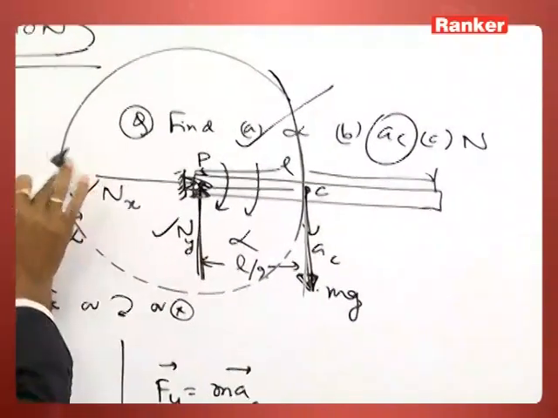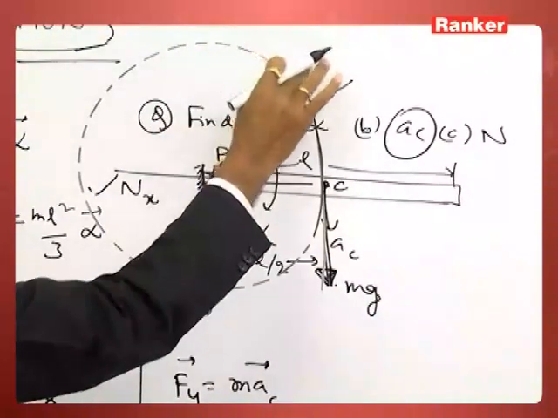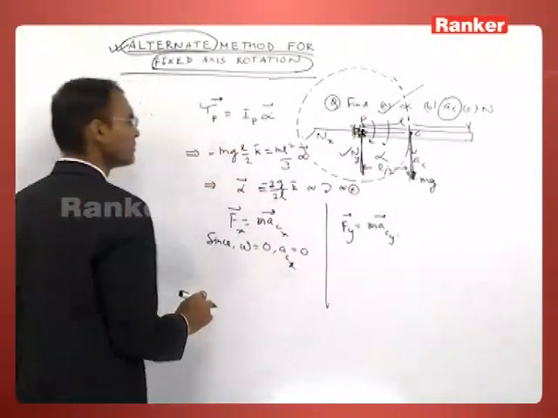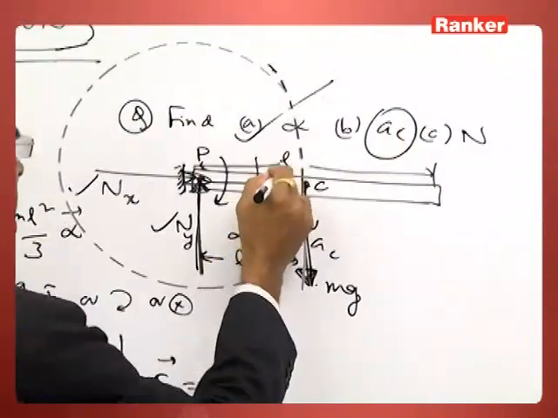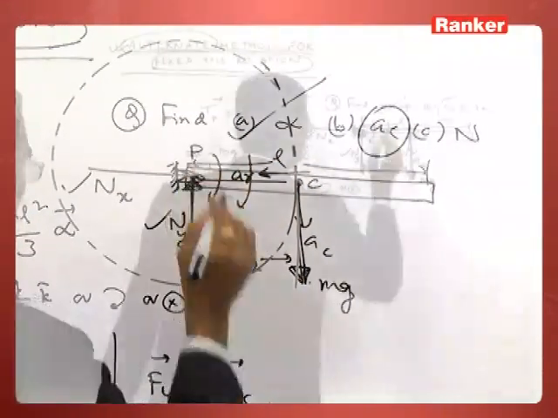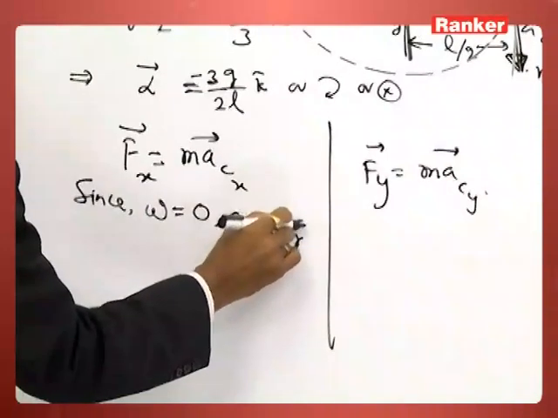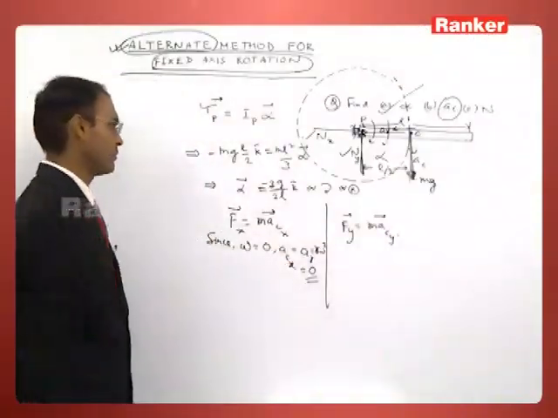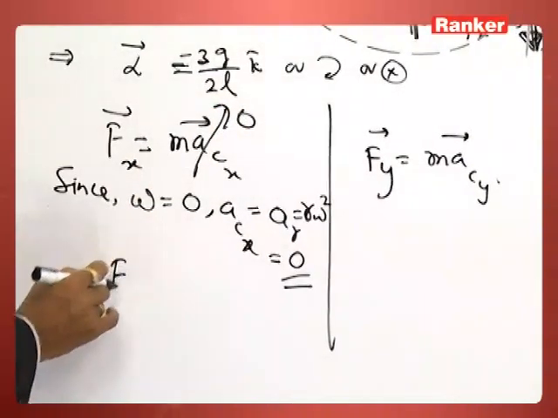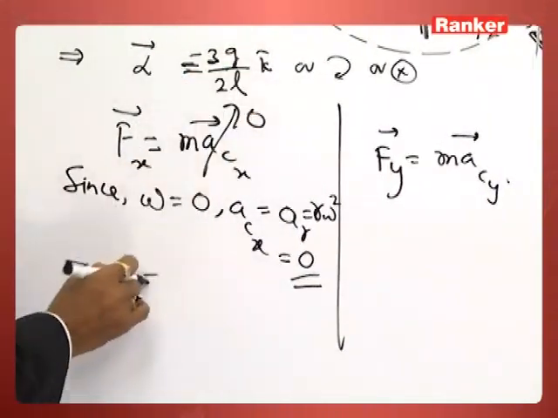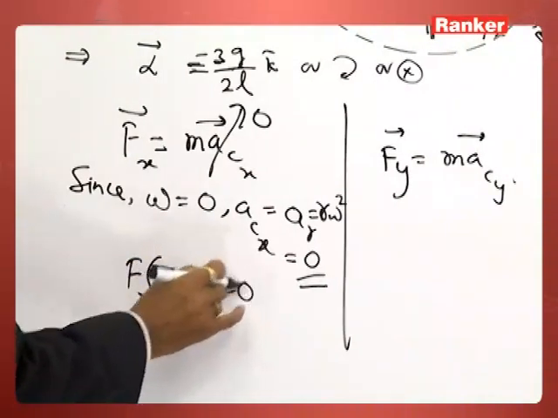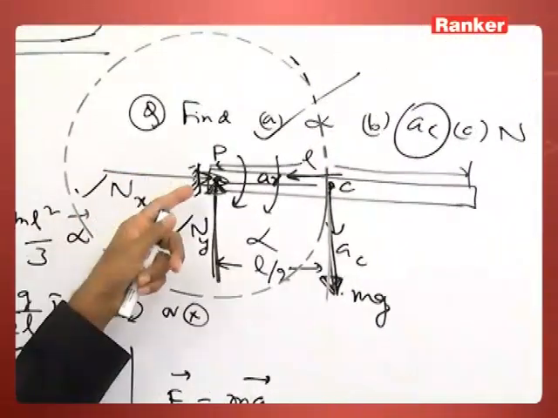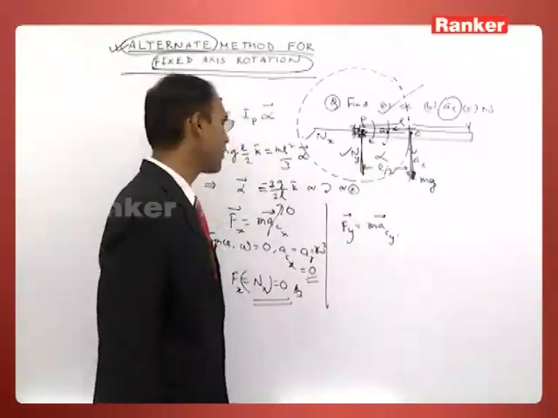About the pivot, as discussed earlier, when omega is 0, the center of mass acceleration along x direction, that is the radial acceleration, will be equal to r omega square, which will be equal to 0. When this is 0, the net force along x direction, that is Nx, is equal to 0. No reaction force is offered by the pivot along the rod or horizontal direction.